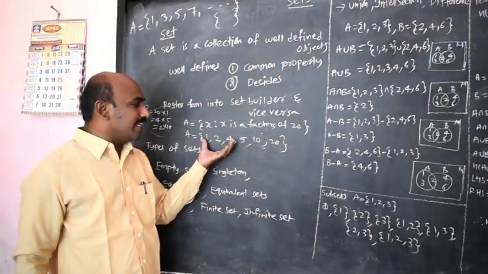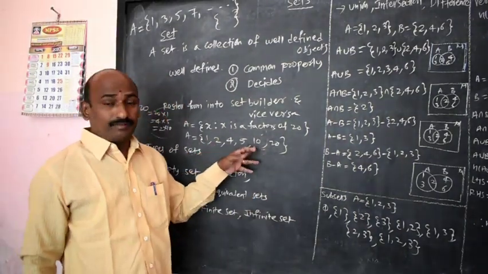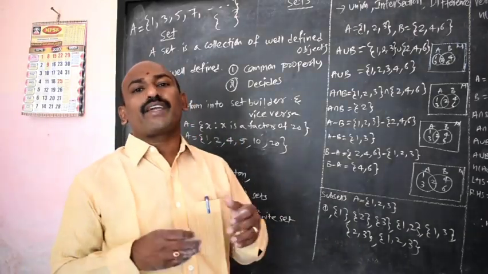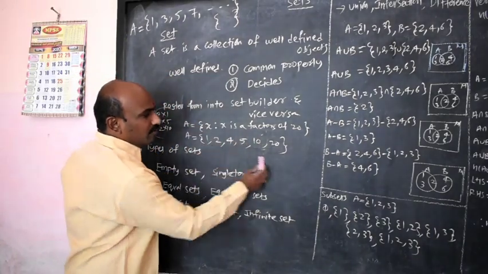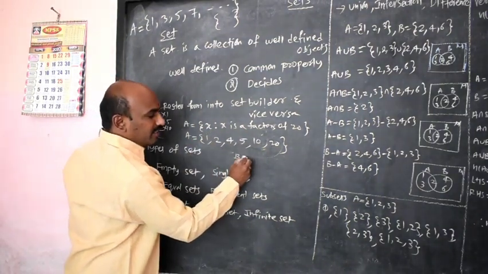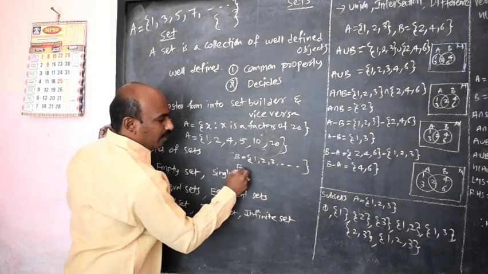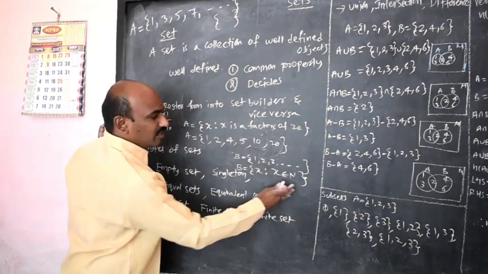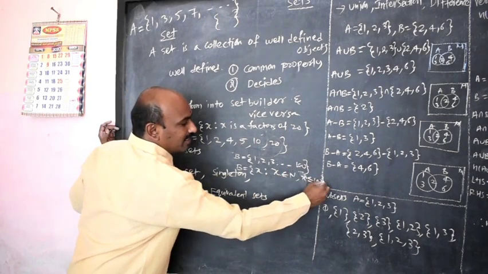In roster form, each element is separated by commas, and an element is not repeated. If the roster form is given, we can convert it into set builder, and if set builder is given, we can convert it into roster. If you take the roster form 1, 2, 3 and so on, we can convert it into set builder as x such that x is a natural number. That's all, there is no other condition. If you stop at 100, we can write x less than or equal to 100. In this way we can represent it.